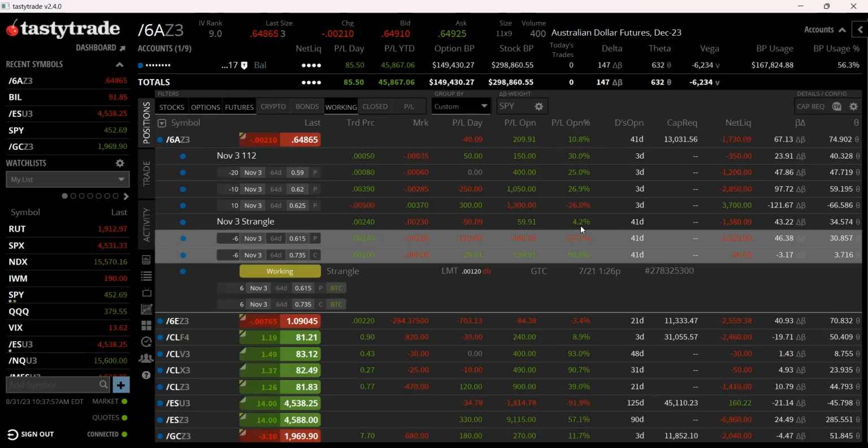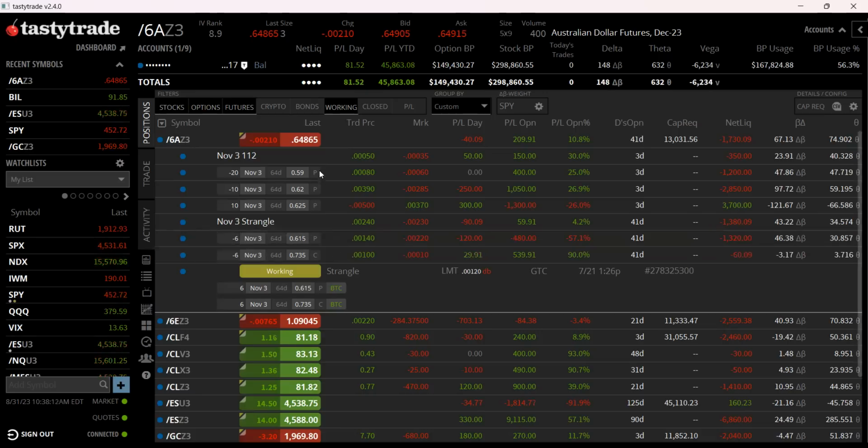Any kind of a bounce here would make this trade profitable pretty quickly. There's still 64 days left in this trade. We're nowhere near the 21 days to potentially even have to think about doing anything, and we're up. So nothing to do at all on that strangle.